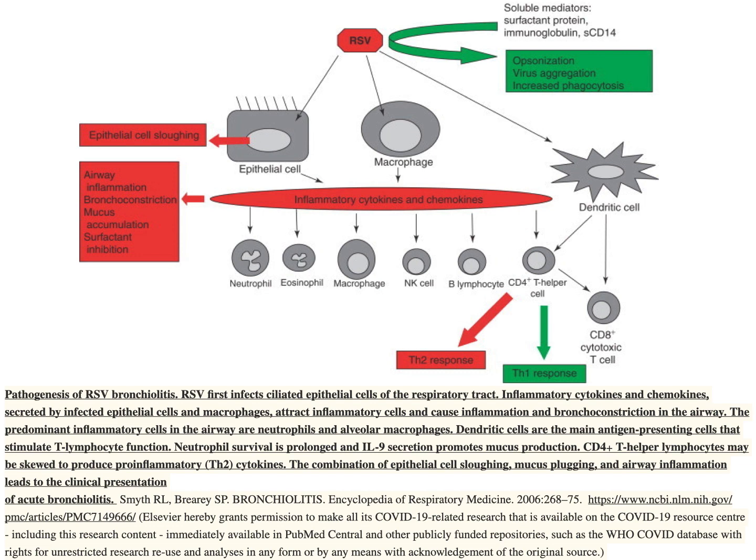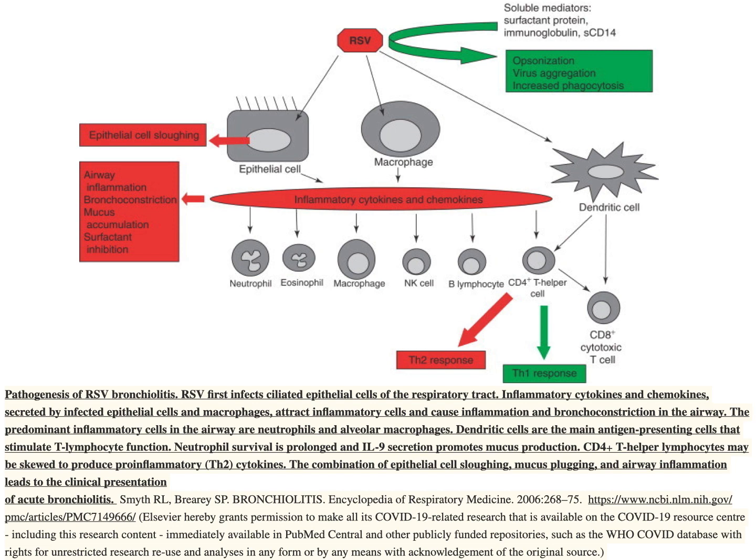Pathogenesis of RSV bronchiolitis. RSV first infects ciliated epithelial cells of the respiratory tract. Inflammatory cytokines and chemokines secreted by infected epithelial cells and macrophages attract inflammatory cells and cause inflammation and bronchoconstriction in the airway.